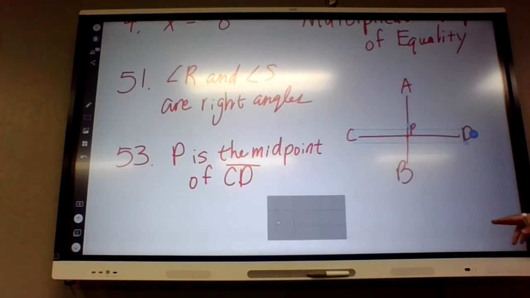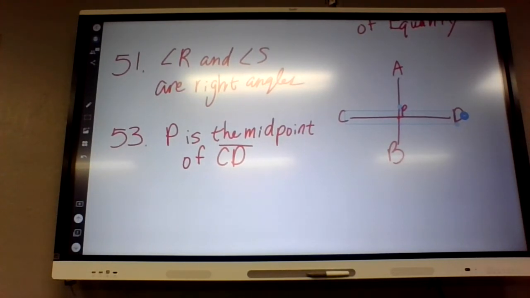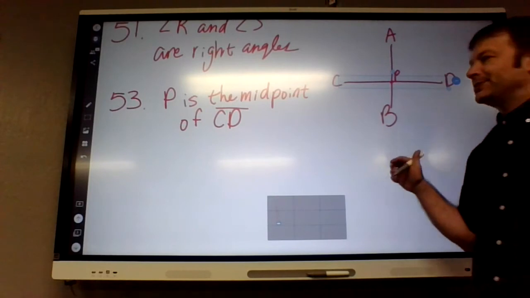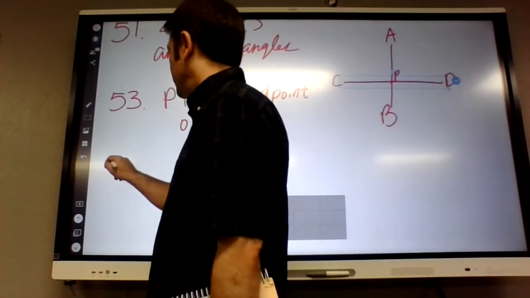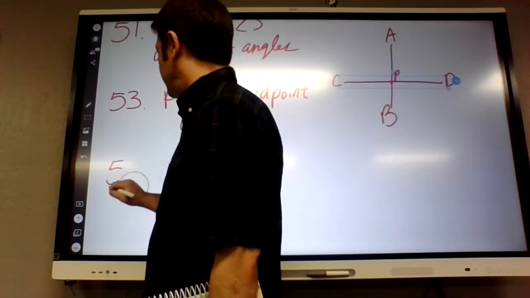So a segment bisector and a midpoint are very closely related. The segment bisector goes through the midpoint, and the midpoint splits the segment into two equal pieces. So, yeah. All right. Oh, 54 is the last one.